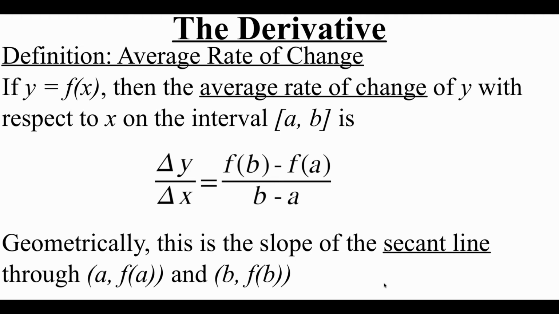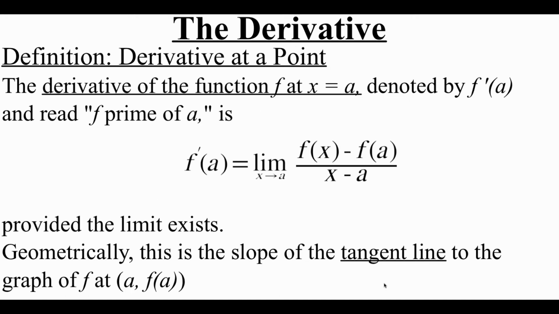Now, as we start to move away from the idea of average rate of change or average velocity to instantaneous rate of change, that's where we start to get the idea of a derivative. So the derivative of a function f at x equals a, which is denoted by f prime of a, is equal to the limit of f of x minus f of a over x minus a, as x is infinitely approaching that a value. And that's all provided that this limit exists.